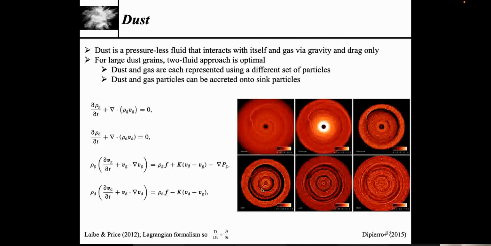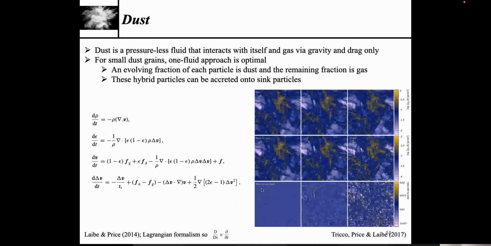But if we're dealing with really small dust grains, then things should be much more coupled, and we can actually use what's known as one-fluid dust. In this case, we have just one set of particles, but it represents both dust and gas. So we only have the one density equation, but we have this equation that involves epsilon, where epsilon is your dust fraction.